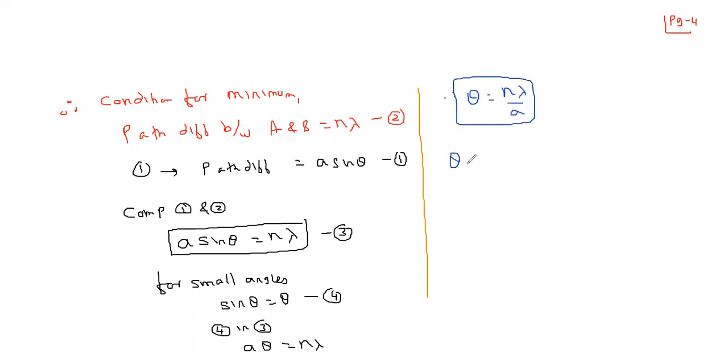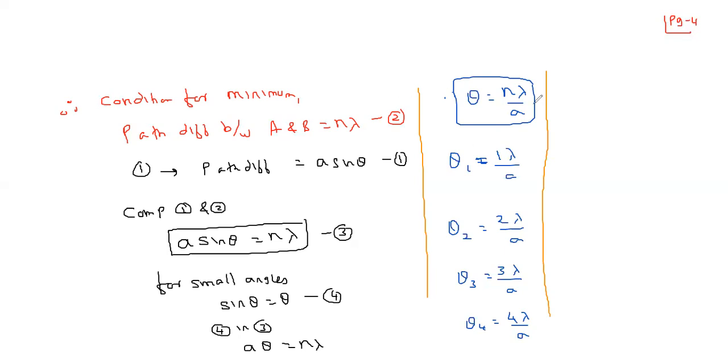Then what is theta 1? 1 lambda by a. What is theta 2? 2 lambda by a. What is theta 3? 3 lambda by a. What is theta 4? 4 lambda by a, and so on. So what does it mean? At these points we are getting minimum intensity.